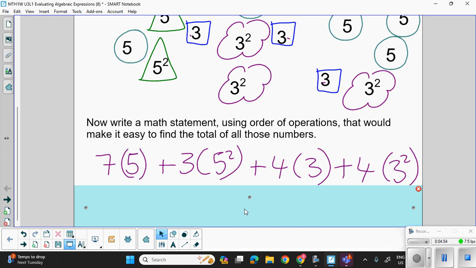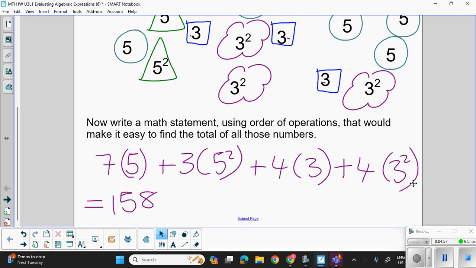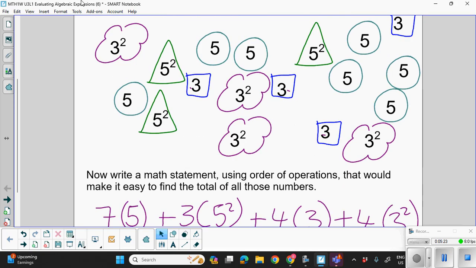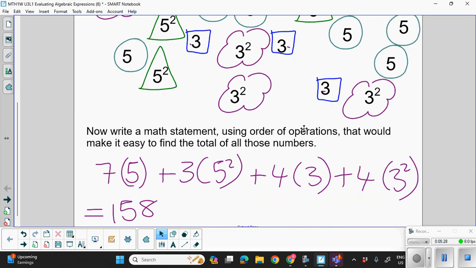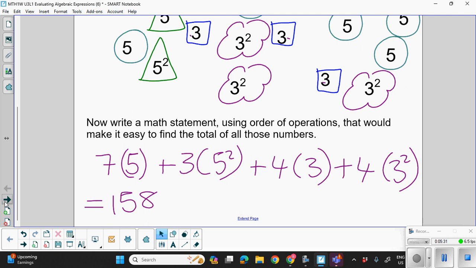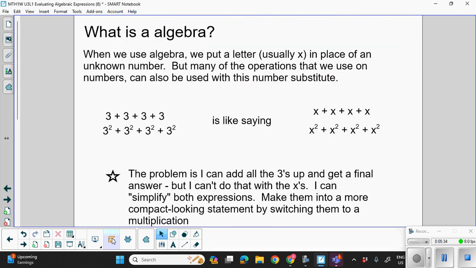So now what I can do is I can take my calculator and I literally can go 7 times 5 plus 3 times 25, because I know that 5 squared is 25, plus 4 times 3, plus 4 times 3 squared, which is 9. And when I do that, it's less numbers for me to have to enter into my calculator, and out comes 158. If I had done it separately, 3 squared plus 5 squared plus 5 plus 5, it would take me longer. Okay, so it was shorter to do it this way. Okay, so that's numbers.